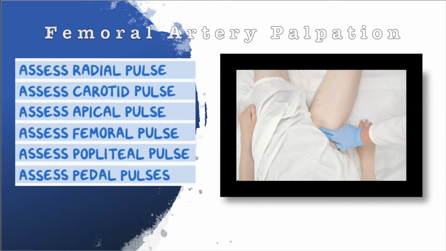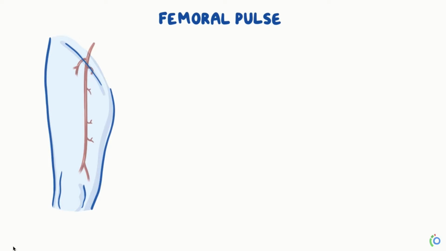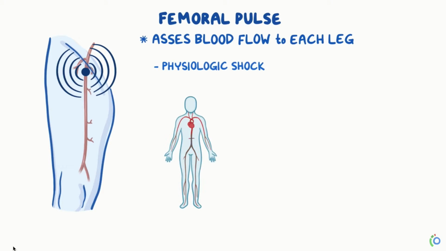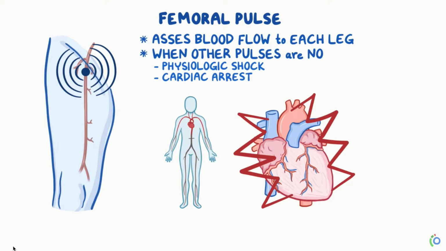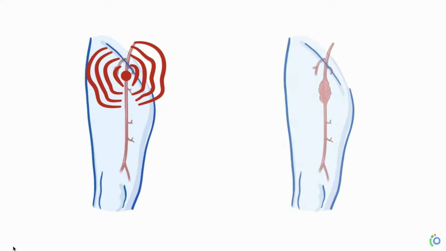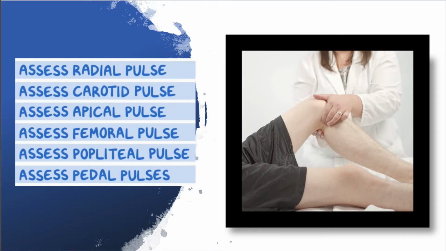Femoral artery pulse palpation. The palpation of the femoral artery typically takes place when peripheral pulses are weak, thready, or undetectable. This can take place during physiologic shock or during cardiac arrest. If there are irregularities in the pulse, this could be due to vascular dysfunction.